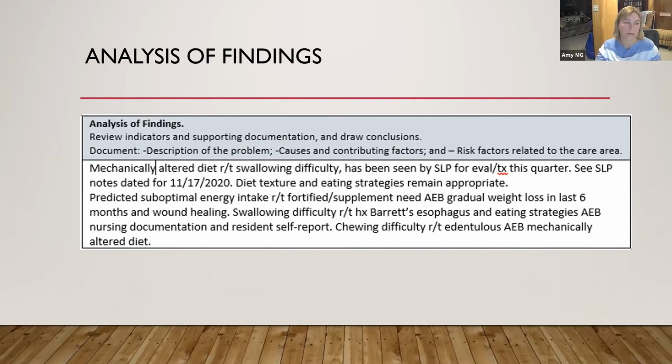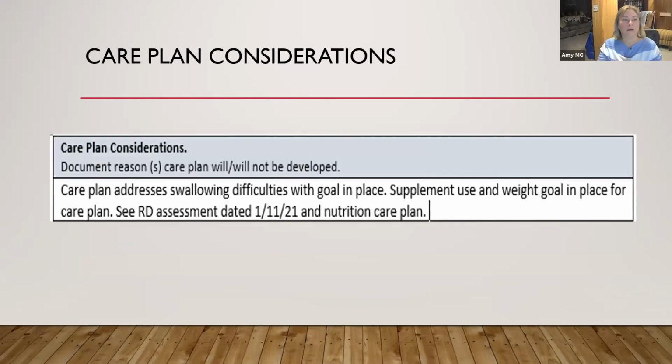And then a few other nutrition diagnoses. I know I didn't have to put swallowing and chewing as separate, but it felt important during this time with this individual's significant change. And then the call number 12 asks you for care plan considerations. Are you going to care plan these problems? And if you're not, why? So in this particular one, the care plan does address swallowing difficulties with a goal in place. Supplement use and weight goal is also in place, and just to see my RD assessment. And I know my dates don't match, sorry.